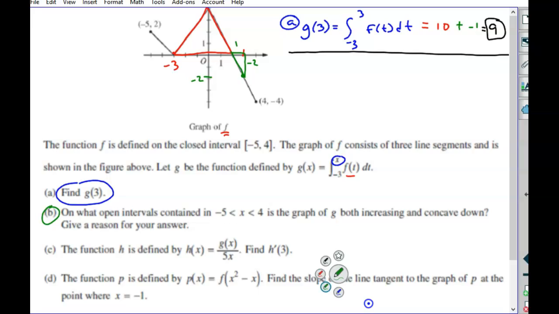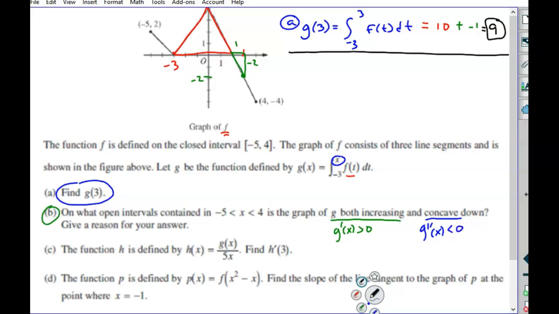B, on what open interval contained in the entire domain from negative 5 to 4 is the graph of g both increasing and concave up? Well, what I need to do is we're comparing g here. So I need to figure out when is g prime greater than 0, because it's increasing. And then I need to figure out when is g double prime positive.